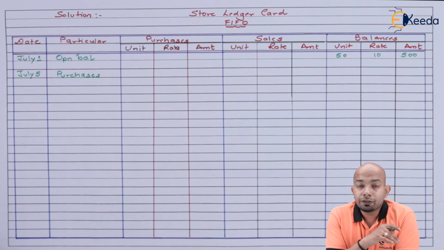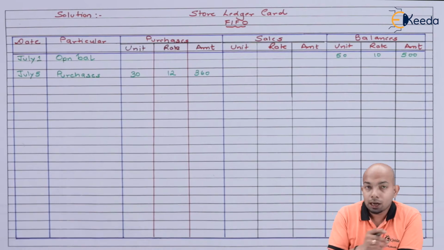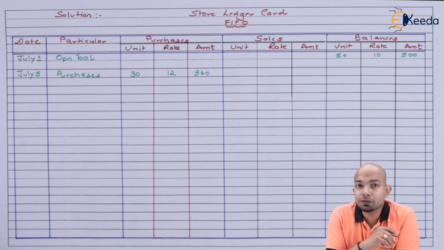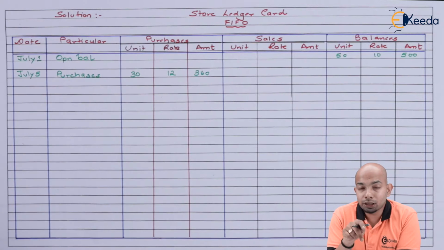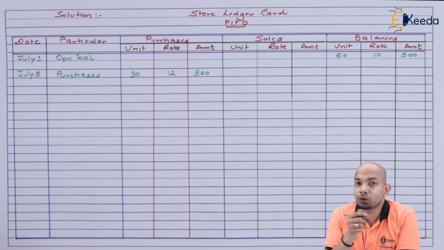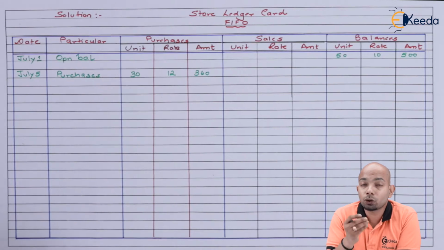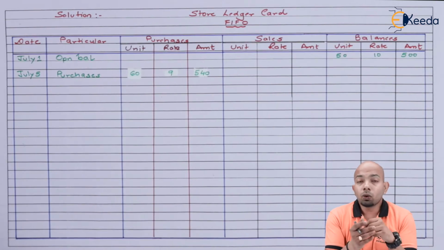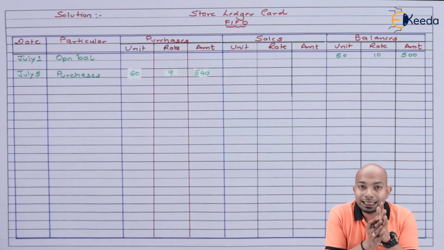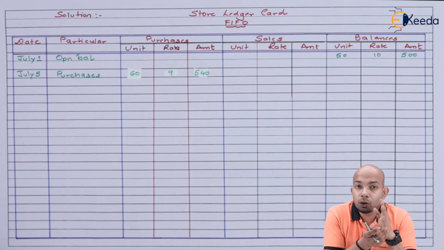Now the next transaction refers to July 5, that refers to purchases done. For July 5, we are mentioning additional purchases, that means 30 units were purchased at the rate of 12 rupees, and that gives you a total of 30 into 12, 360 rupees. Similarly, this purchase will be moved into the balance, and that will give you the total balance here.